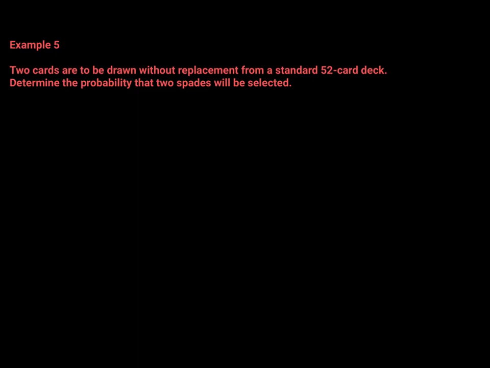Now, this example is exactly the same example, okay? Except we have without replacement, okay? So we have this formula here of P of A and B. And again, event A is that we choose a spade, and event B is that we choose the other spade as well. You know what I could do? I could rewrite this as the probability that we get 2 spades. How about that?